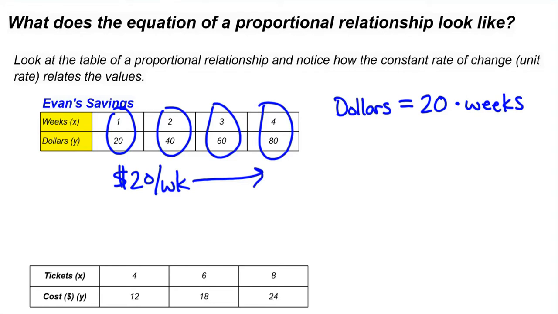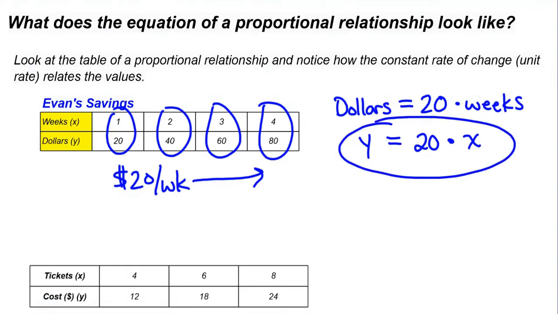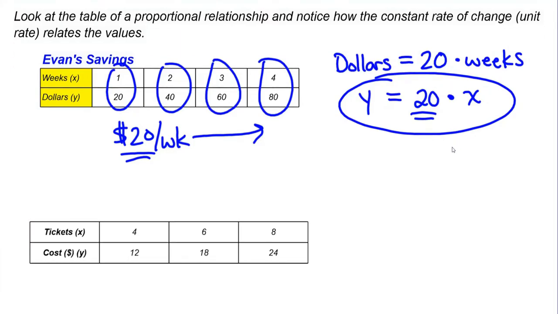And here weeks is our independent variable, so that's the x value that's going to go on the x-axis, and dollars is the dependent variable that's going to go on the y-axis. So we could say that y is equal to 20 times x. And there we've already written an equation, and that's what the equation looks like. You can see that the number in the equation here is that constant rate. It's that unit rate. So it appears in the equation as well.